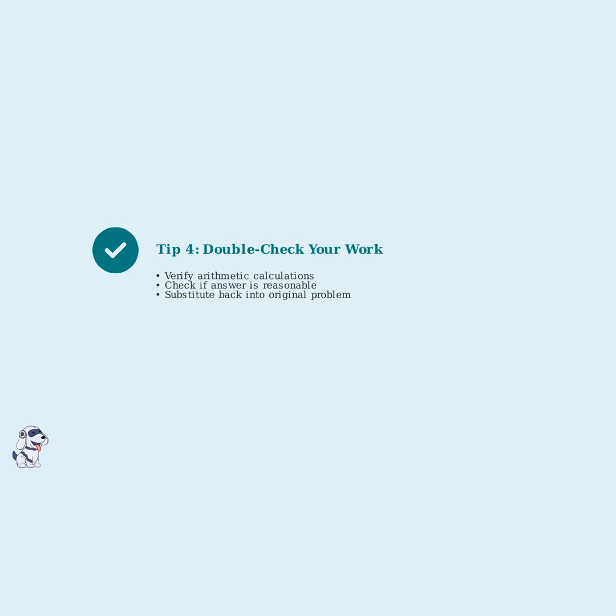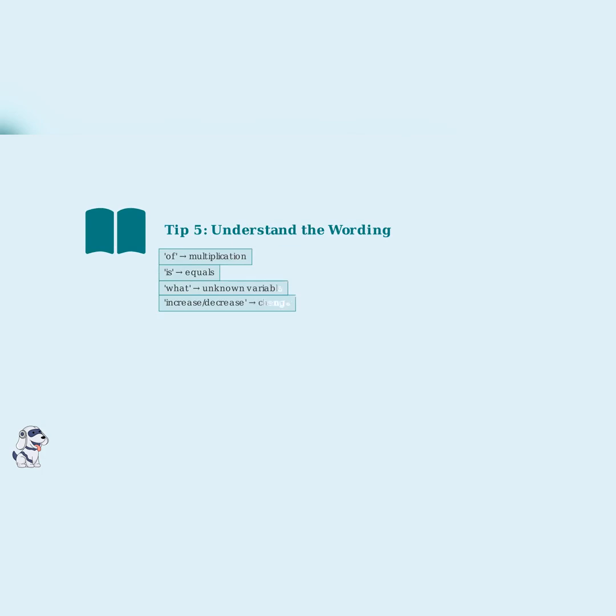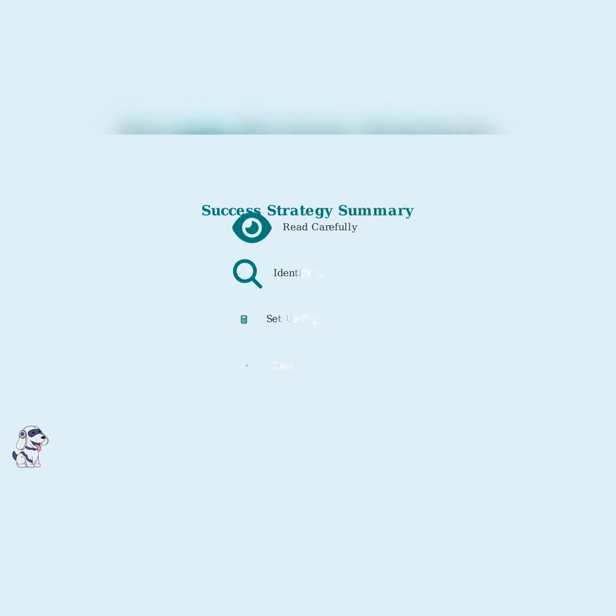Percentage problems often involve decimals and fractions, making arithmetic errors common. Take a moment to verify your answer makes sense. Finally, pay close attention to the wording of the problem. Words like of, is, what, find, increase, and decrease are crucial clues that tell you exactly what type of percentage problem you're dealing with. Remember these 5 essential tips.